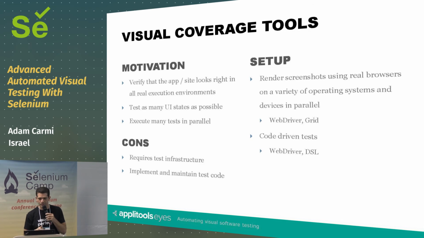etc. The second category of tools, which are the visual coverage tools, are used when you really want to make sure that your application does look right on all the different real web browsers and real execution environments on real operating systems. And you want to test as many UI states as possible. So you want a test tool that will allow you to do sophisticated emulation of user actions. And you want to execute tests in parallel because you have many tests and you want them to end fast.